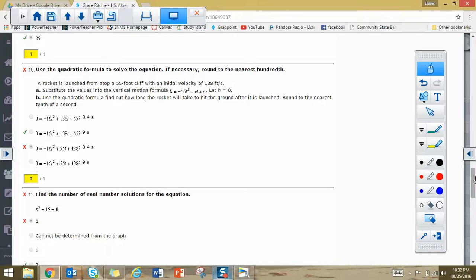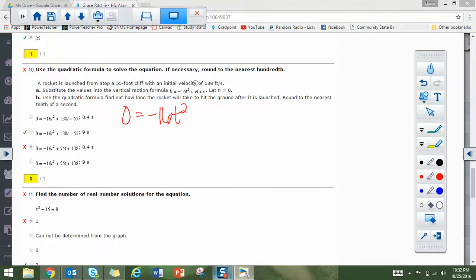So we have h equals 0. We have negative 16t squared. The initial velocity is 138 feet per second, so that's 138t plus 55. That's how far it is up in the air. So your best bet here is going to be to use the quadratic formula.